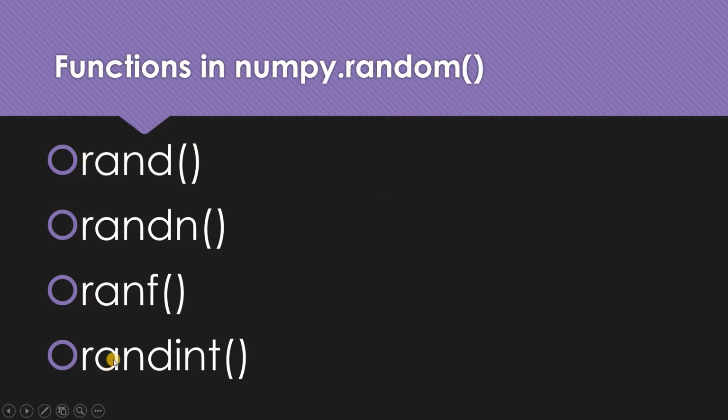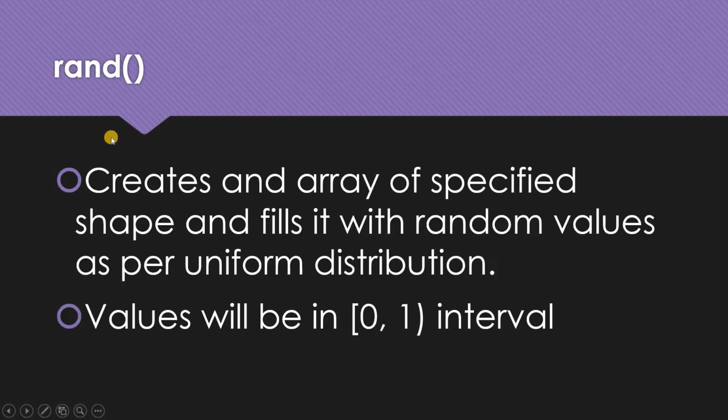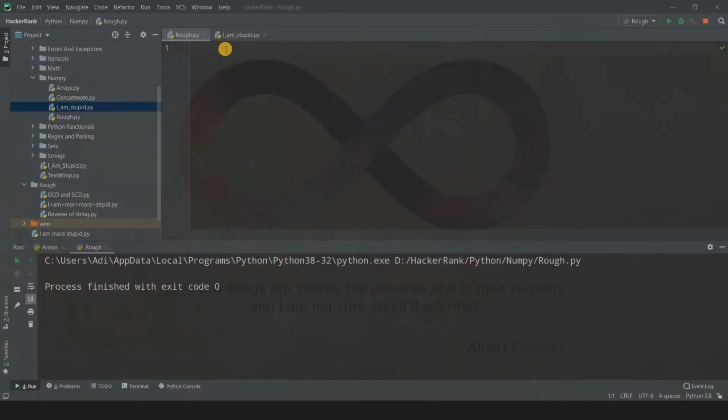So there are four important functions that we are going to discuss in this random module: rand, randn, ranf, and randint. I'm going to discuss them one by one. First of all, let us see rand. What does this rand function do? It creates an array of specified shape and fills it with random values as per uniform distribution. Values will be from 0 to 1. It is known as a half open interval, that is, 0 is included but 1 is excluded. So let us jump to the coding part directly.